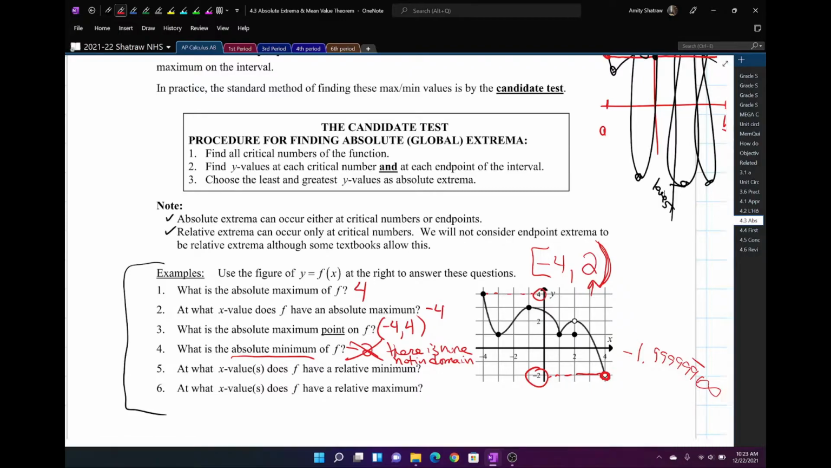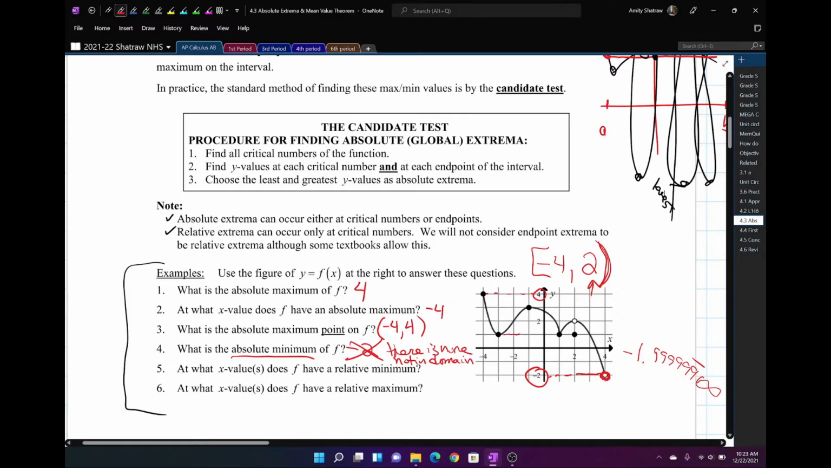So where are some x values that it has at least a relative minimum? There's a bunch of them. There's a height right there that I would call a relative minimum. There's a height right there, and there's another height right there that I would call a relative minimum. And he's specifically looking for the x value. The y values were all one, but the x values, let's see, are -3, 1 and 2.